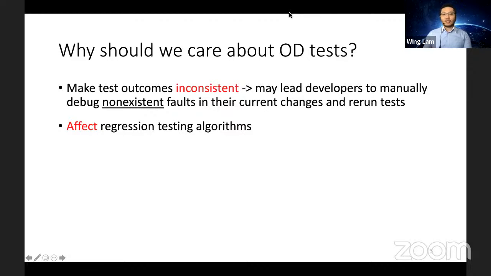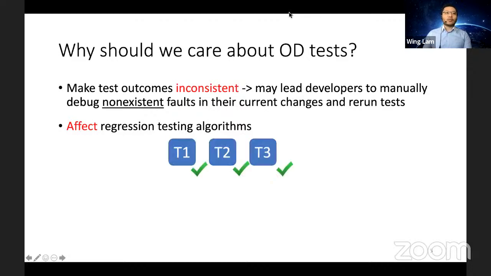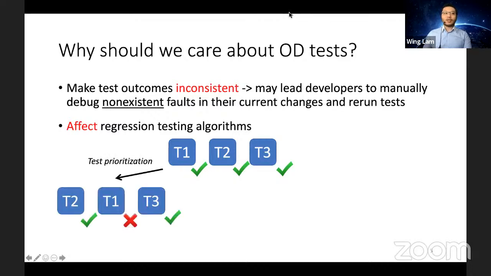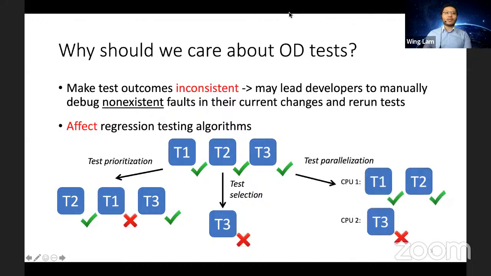They also affect regression testing algorithms. So again, with a simple example here of 3 tests, T1, T2, and T3 run in that order, we would see all 3 tests pass. With test prioritization, we may see T2, T1, and T3 as the order, and in this case, T1 fails, like the example we looked at before. In test selection, we may select only T3, and now T3 fails. And we may do test parallelization, where T3 gets put on its own machine, and again, we see T3 fail.